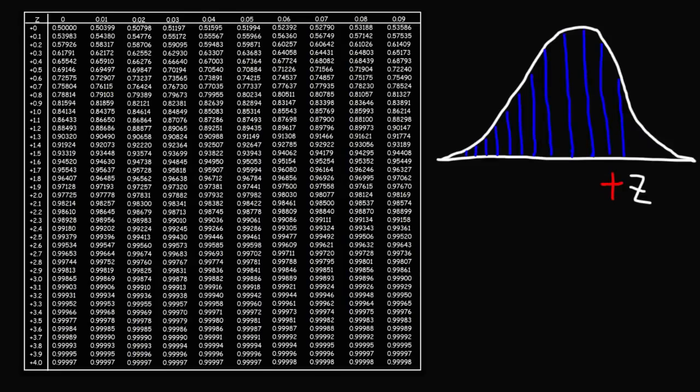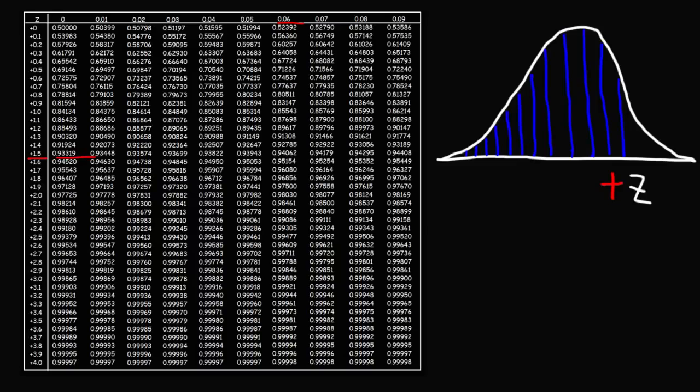So here we have a positive z-score table. The first thing we're going to do is look at the first column and find the value that corresponds to 1.5. Now looking at the first row, we need to find the value that corresponds to 0.06, because 1.5 plus 0.06 gives us the z-score that we want, 1.56.